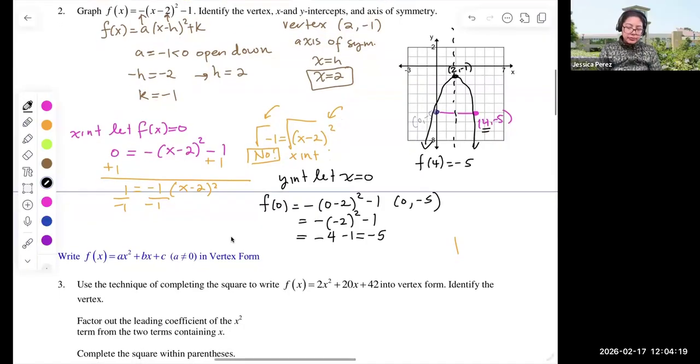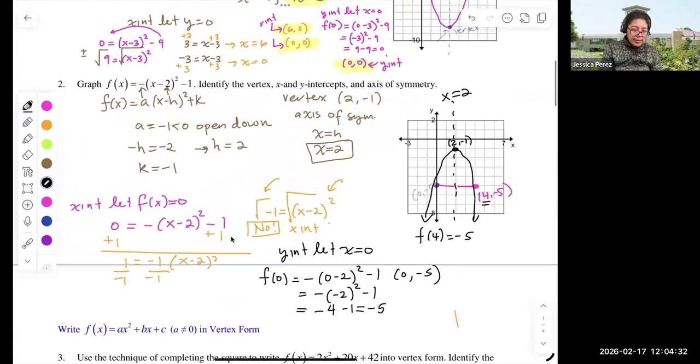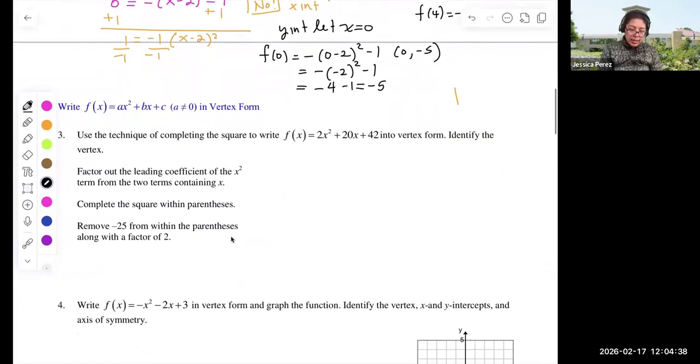Okay. The axis of symmetry was x equal to 2. So I have my axis of symmetry, I have my y-intercept, and no x-intercepts. Okay, and this was easy because it was already in vertex form. What happens if it's not in vertex form? For example, it looks like f of x is equal to ax squared plus bx plus c.